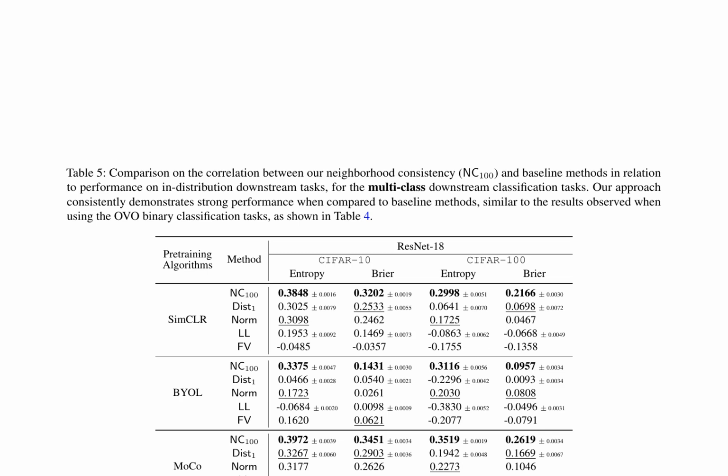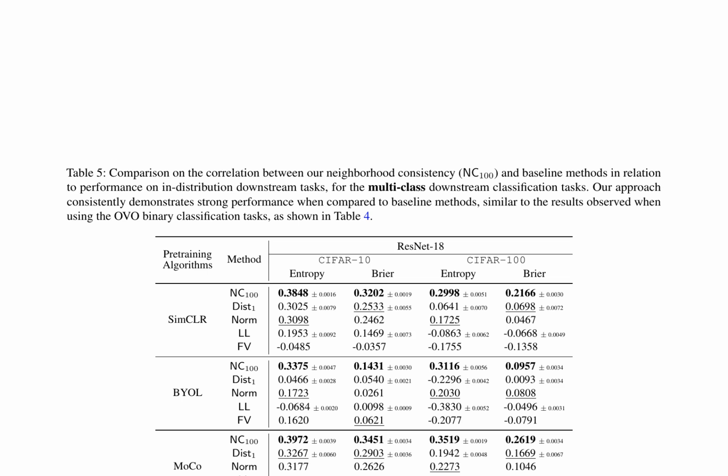It showcases results for 3 pre-training algorithms, SimCLR, BYOL, and MoCo, divided into 2 sections for ResNet 18 and ResNet 50 architectures. For each architecture, the correlation coefficients are reported for 5 methods: NC100, DIST1, Norm, LL, and FV, evaluated on 2 datasets, CIFAR10 and CIFAR100. The results demonstrate that NC100 consistently outperforms baseline methods in terms of correlation with downstream task performance.